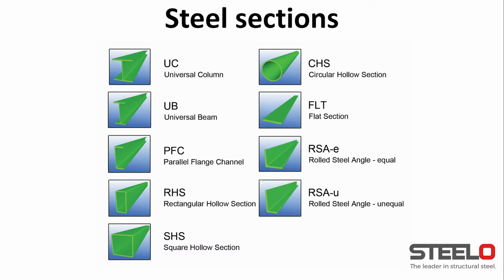Next we have flat sections, and it's predominantly out of flat sections that we prepare the fittings, so all the plates with holes that get welded to the ends of steel beams. And also angle sections, which are called professionally RSAs, which stands for rolled steel angles. The first group has its legs equal. The other one has its legs unequal, so one is shorter than the other.